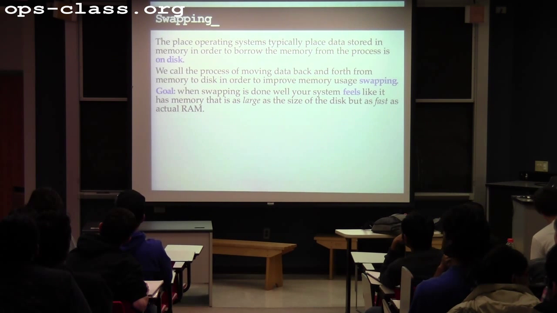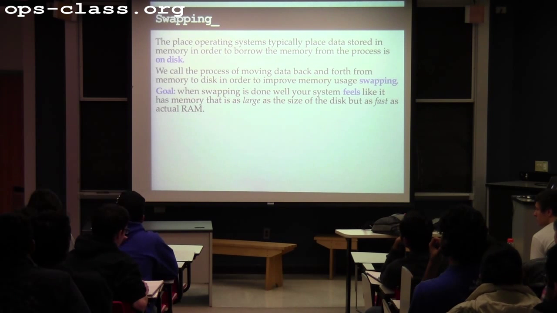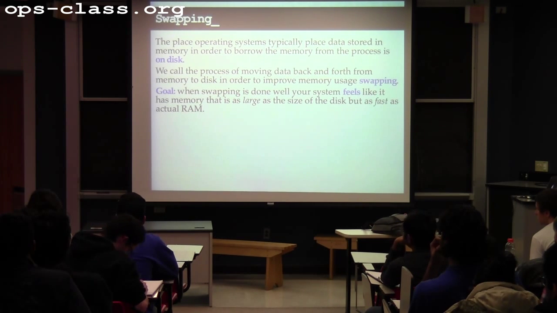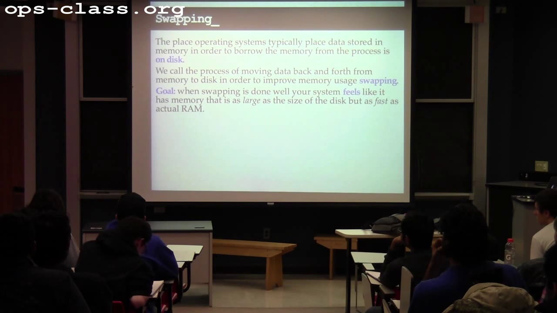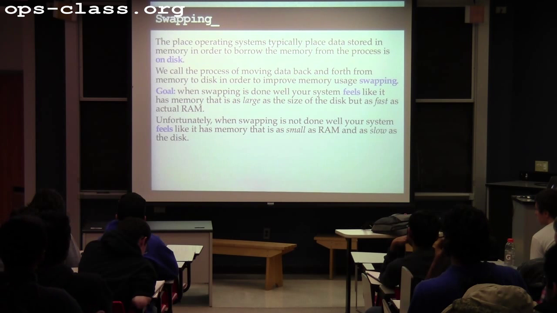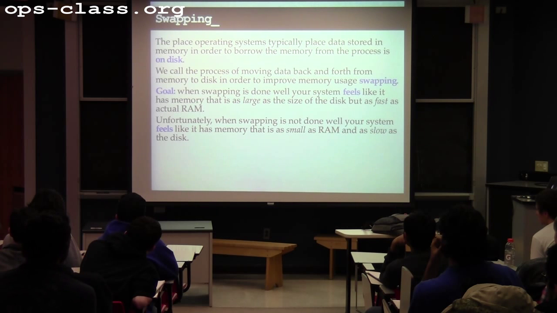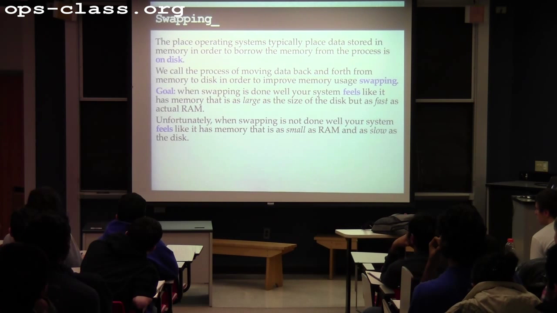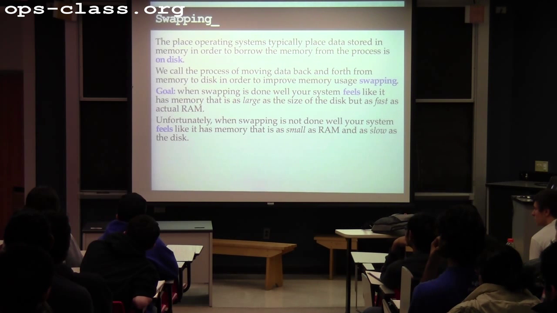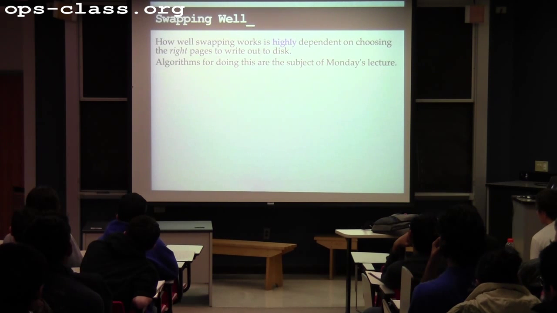And the goal is to make your system feel like it has as much memory as memory plus swap, but all of that space is as fast as the actual RAM on your system. If I don't do this well, what it ends up feeling like is your system only has the amount of memory it has, and it's all as slow as the disk, right? And this can happen, right? How many people have ever gotten their system into this sort of state, right? When it's sitting there and the disk is going, and the bounce pointer is barely moving, right? We call that thrashing.